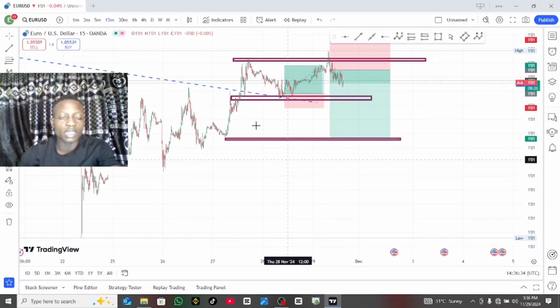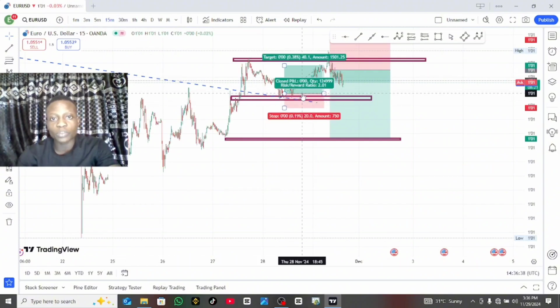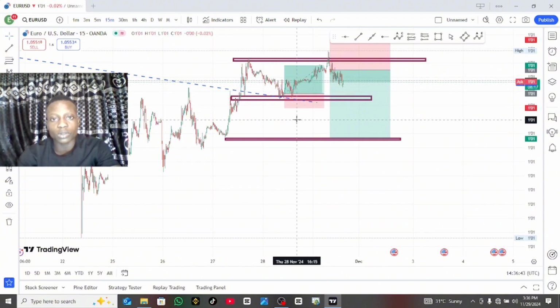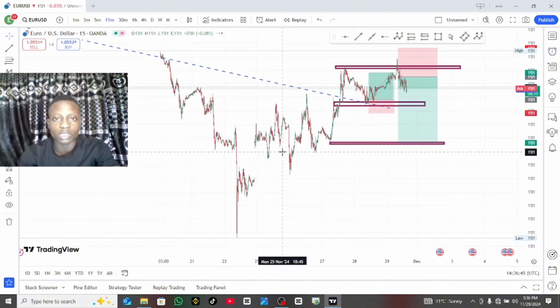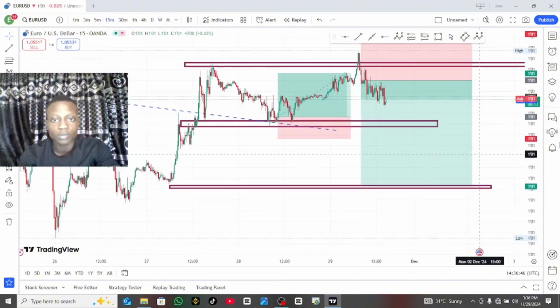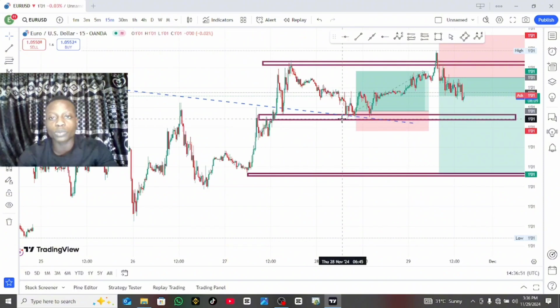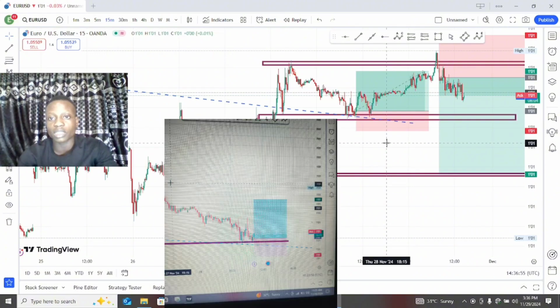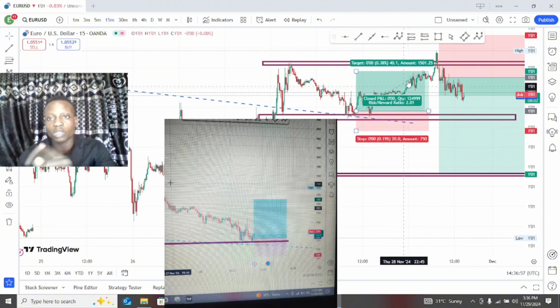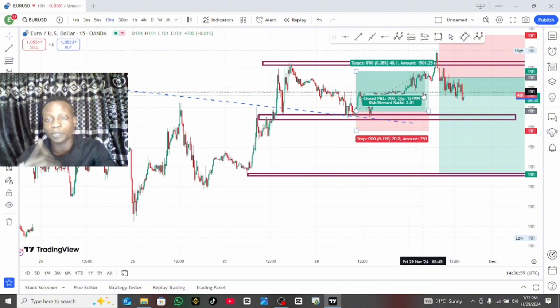Here is our screen, and I think this is the 15-minute time frame. Before I proceed, this was the trade I caught yesterday on Euro USD. Let me zoom it out. This was the trade I took yesterday on Euro USD. I will overlay it so that you can see it very clearly. I think I risked 20 pips to get 40 pips, and it's today that the trade hit TP.